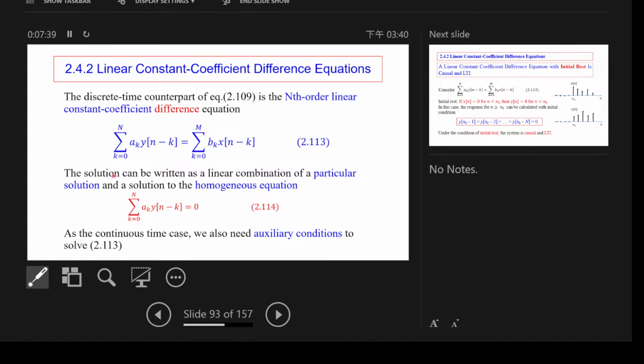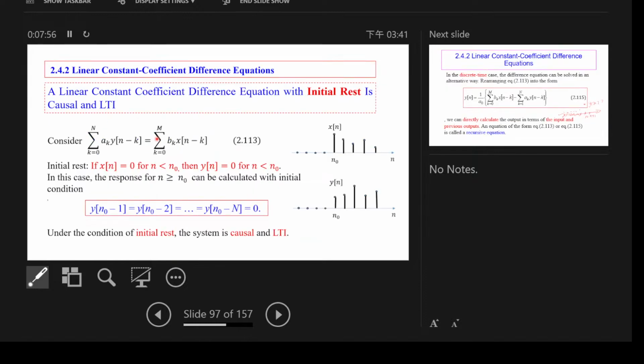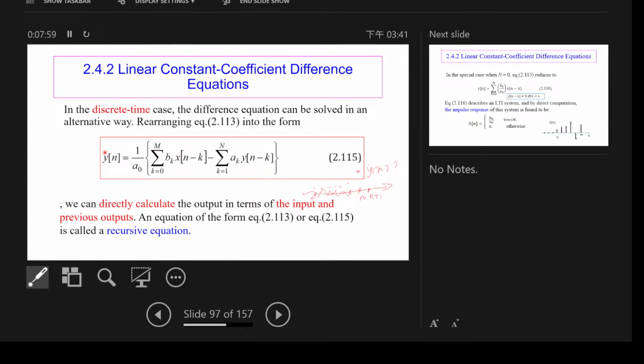So our formula is a summation of a whole bunch of terms: y of n, y of n minus 1, y of n minus 2, all the way to y of n minus k. And you just move everything around and leave just y of n here, because for the k equal to 0 term, it's going to be a0 y of n. So if you move everything to the other side, then you have y of n equal to 1 over a0 times a summation of x and all the other y terms. Assuming a0 is not equal to 0, this gives you a very explicit way to calculate y of n.